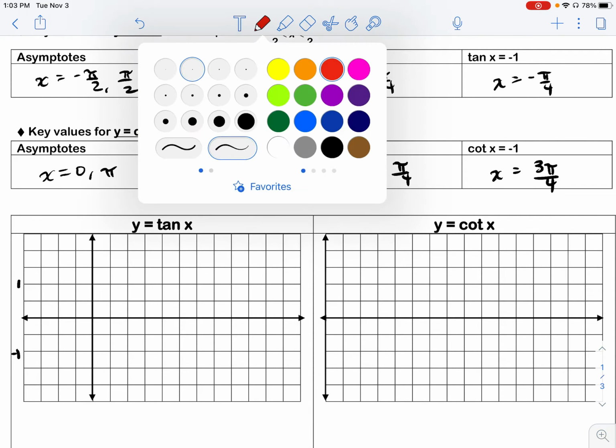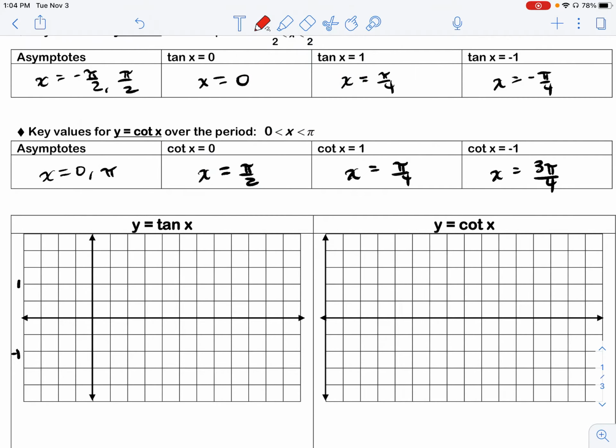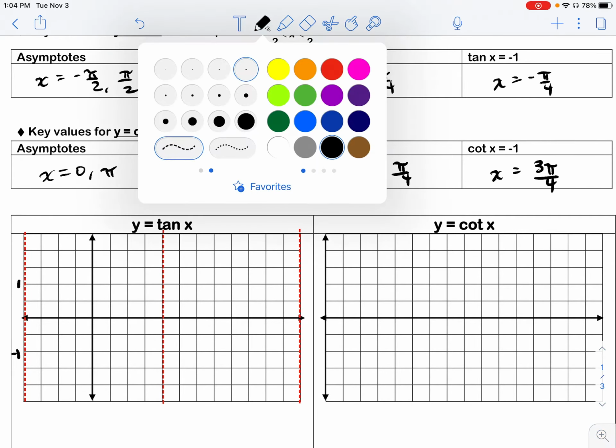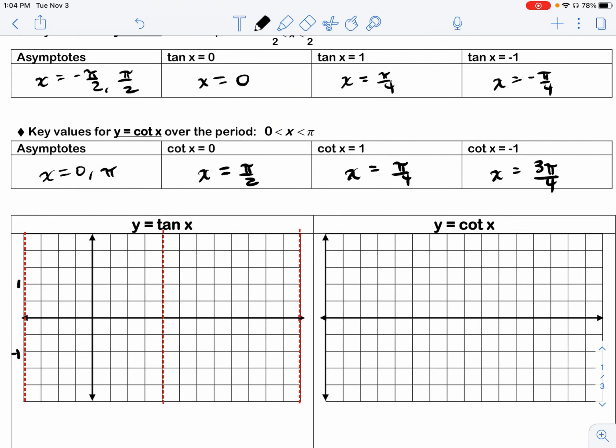So let me just go ahead and use an asymptote line here. And let's have something at negative pi over 2, and I'm going to have something else at pi over 2. I probably should have labeled my axis first before I started drawing the asymptotes, but let's just leave these in here, and then I'll come back and label my x-axis. So let's go back to this. Okay, so we have asymptotes occurring at negative pi over 2 and at positive pi over 2.